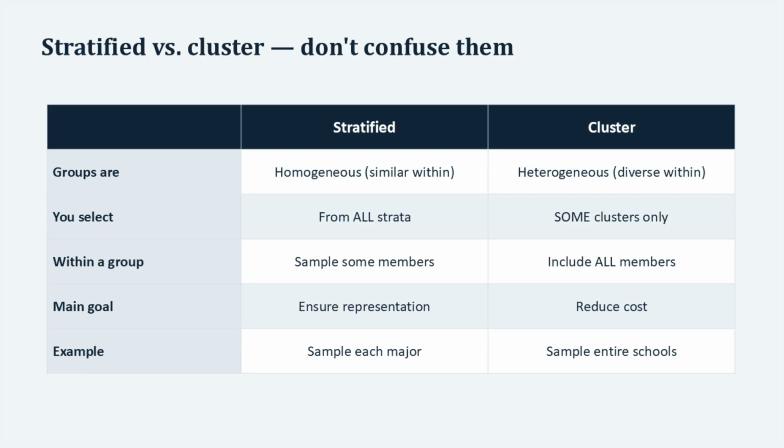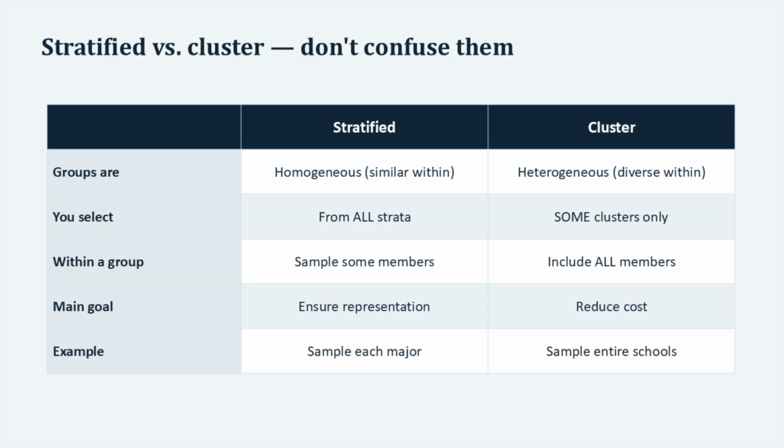Now look at the second row. With stratified sampling, we sample from all of the groups. With cluster sampling, we only choose some of the clusters. Third row. In stratified sampling, we take some members from each group. In cluster sampling, we take all the members from the clusters we selected.